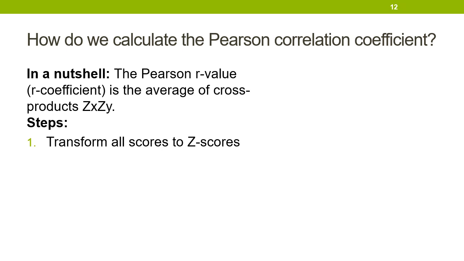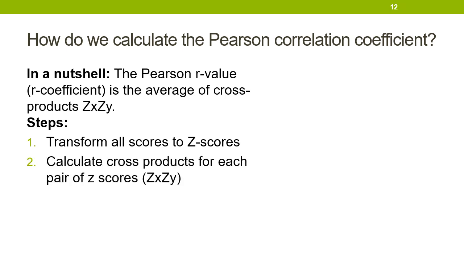The formula for the Pearson correlation coefficient is fairly straightforward, although there are a number of steps along the way. But in a nutshell, it's just the average of the cross product zx, zy. And what this means is the z-score for each individual on the x variable. You know how to calculate z-scores from earlier in the semester. And then you're going to calculate the z-score for each individual on the y variable. And you're going to multiply them together to get the cross products like this, zx, zy. And you'll sum up the cross products and divide by n.